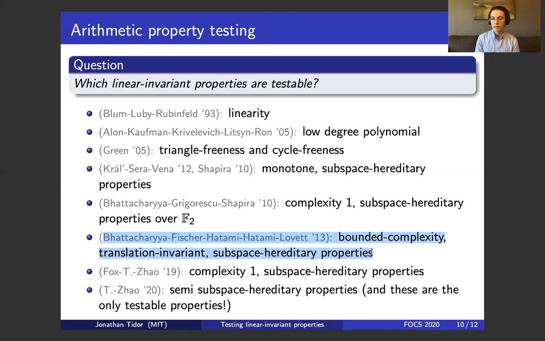A property is translation invariant if whenever you take a function and you translate it by an arbitrary vector, the new function still satisfies the property.